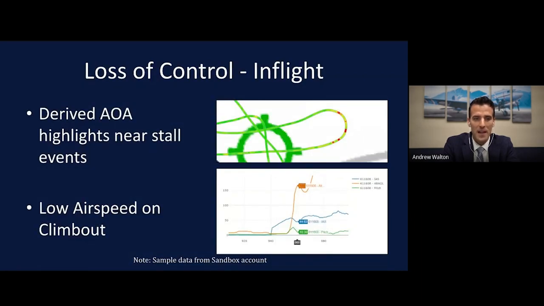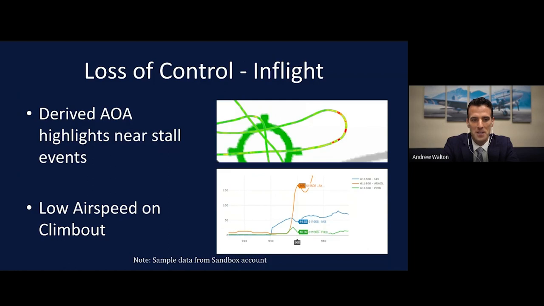One of the emphasis items that we've been really focused on is loss of control in flight because of the NTSB data that shows us that's a problem, particularly in flight training. And so the image on the top there is a tool from the NGAFID that uses a derived angle of attack algorithm to show in red where the aircraft stall horn would have likely been on.